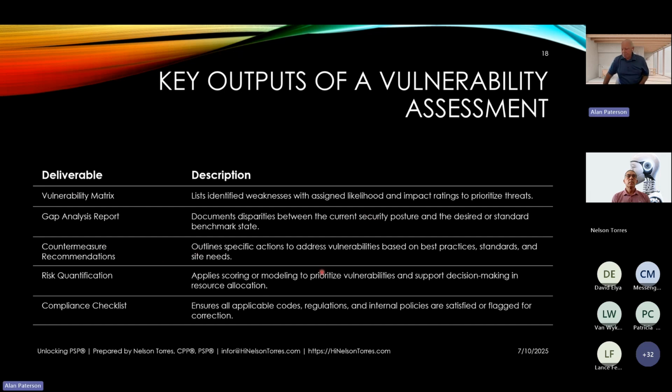Countermeasure recommendations. So specific actions to address vulnerabilities based on best practices, standards, and site needs. For the risk quantification deliverable, you would apply scoring or modeling to prioritize vulnerabilities and support decision-making and resource allocation. And your compliance checklist. Make sure all your codes, your OSHA, your HIPAA, your ADA, and internal policies are satisfied or flagged for correction. Make sure you're adhering to all of those regulations.